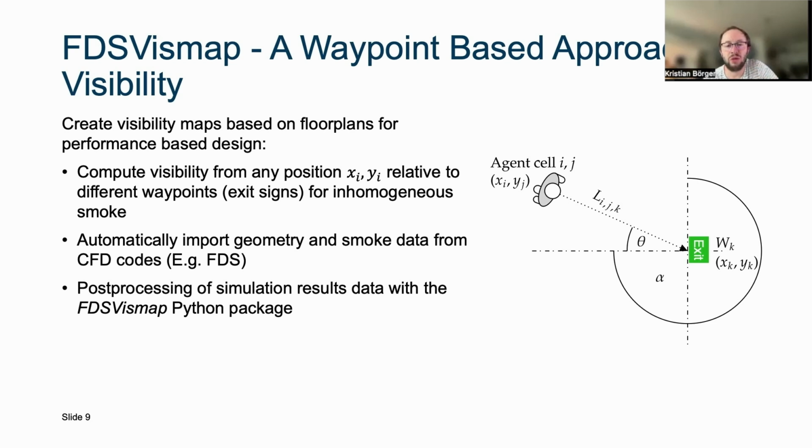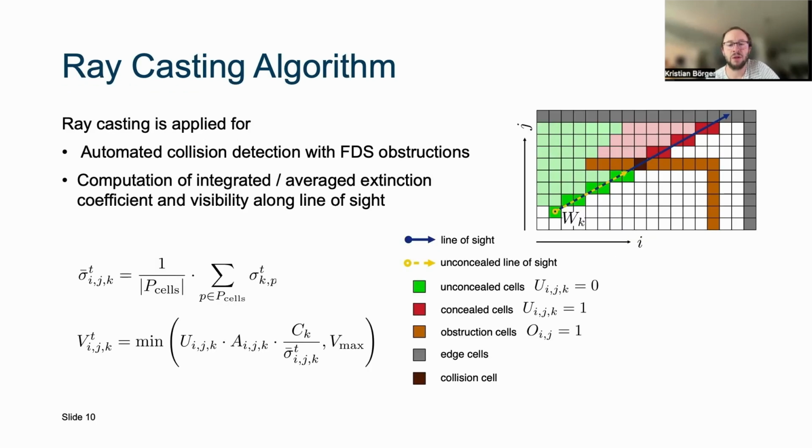And second, we want to consider if there are any visual obstructions between the agent and the exit sign, and we want to have a reduction of visibility based on the view angle on the sign. So this is the idea behind this. And all this should be done without much further effort, but just post-processing existing data from fire models like FDS or any other CFD codes.